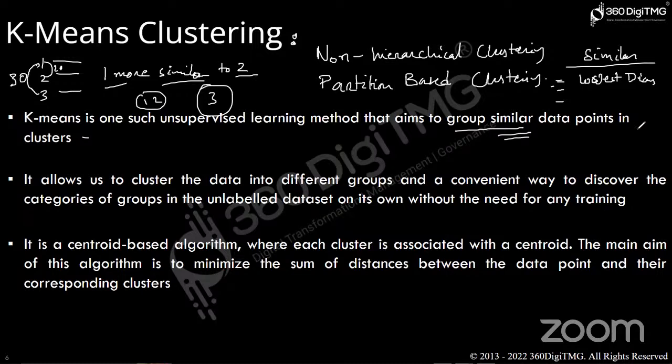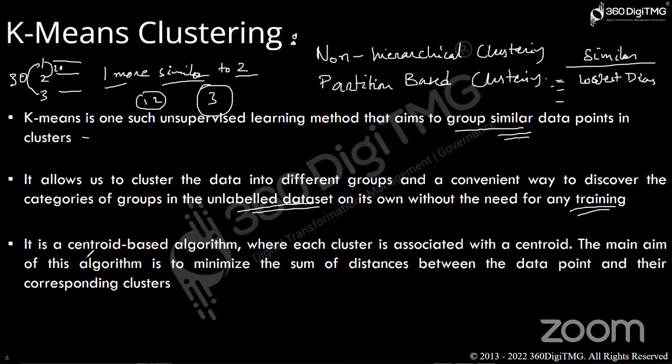So we'll group similar data points together in a cluster. It allows us to cluster the data into different groups, and it is a convenient way to discover categories or groups in the unlabeled data set. So this works on an unlabeled data set on its own without any need of training. There is no training step involved in this. From an unlabeled data set, we can find groups.